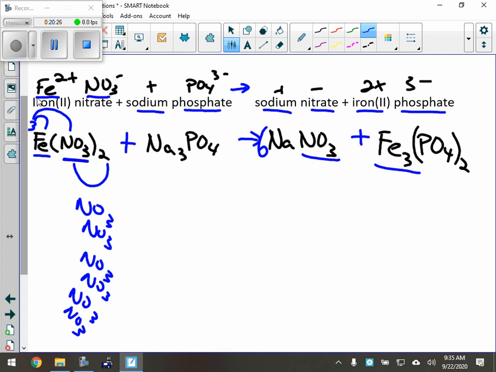So, look, iron's balanced, nitrate's balanced, yes? So we're going to move on to sodium. How many sodiums do I have there? This is not a trick question. Okay? Somebody else answer for a change. Anyone? Three. Look, 3, yes? So we got 3 here.